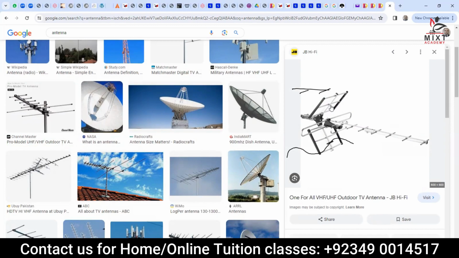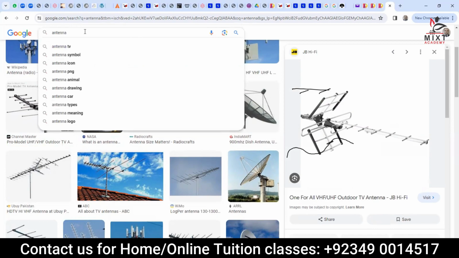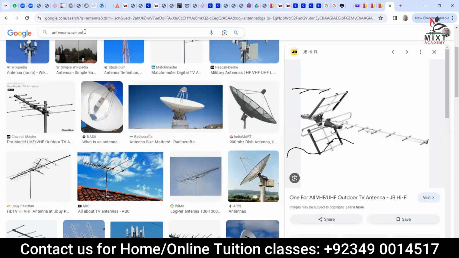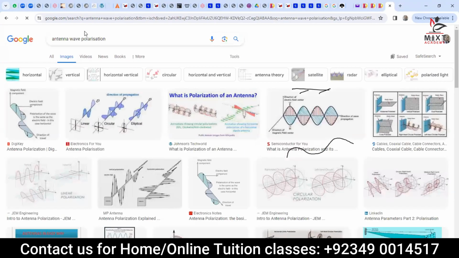And polarization may occur in two directions. It may occur in the vertical direction. It may occur in the horizontal direction. Right? So let me show you antenna wave polarization. Check this out.